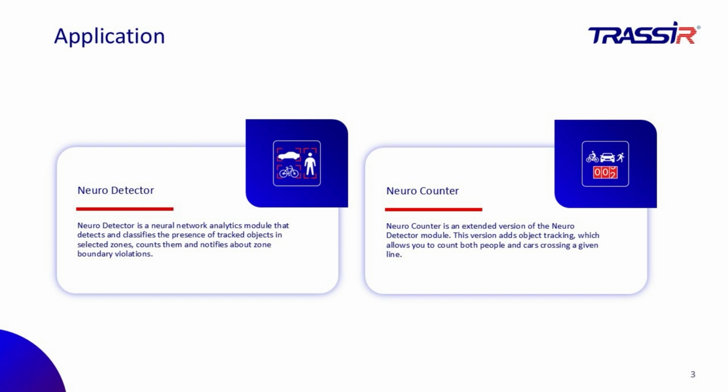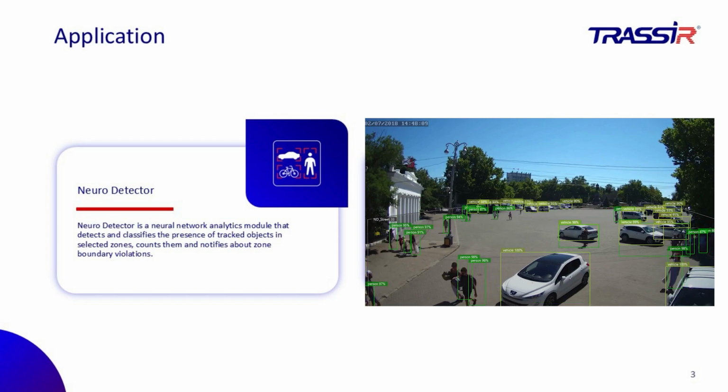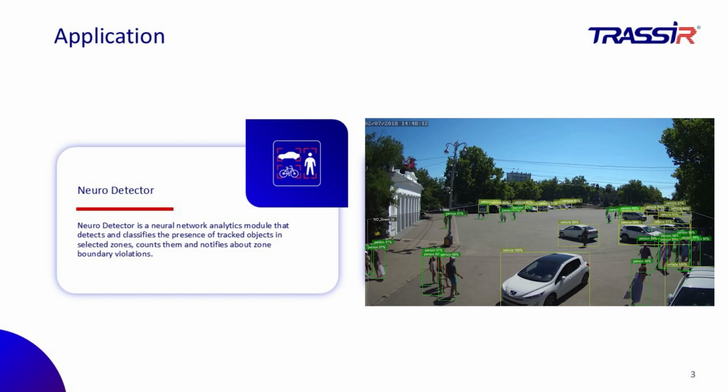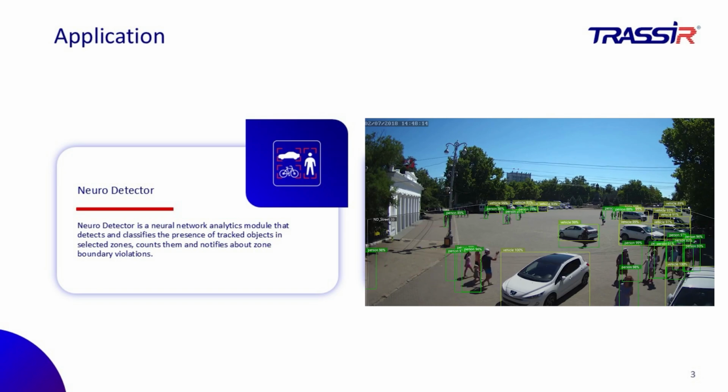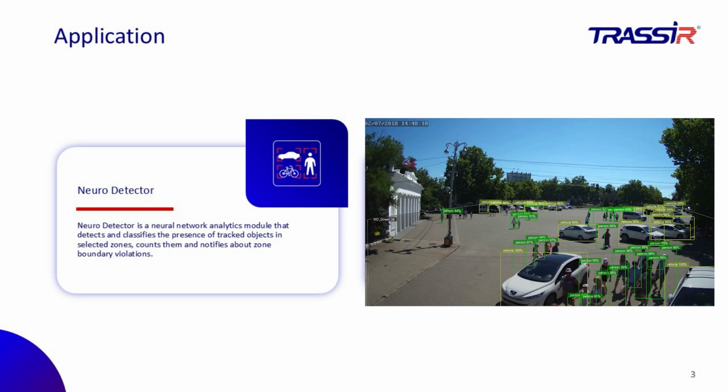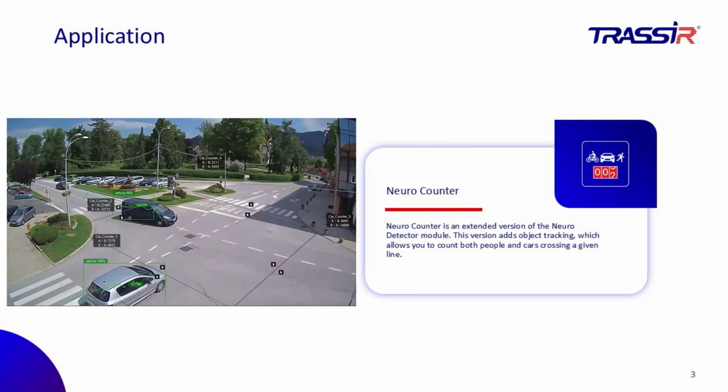Let's start with the cases in which the Neuro Detector and Neuro Counter modules are used. Neuro Detector is a neural network analytics module that allows you to detect and classify the presence of monitored objects in selected zones, count them and notify about violations of zone boundaries. Neuro Counter is an extended version of the Neuro Detector module. In this version, object tracking is added, which allows you to count both people and cars crossing a given line.